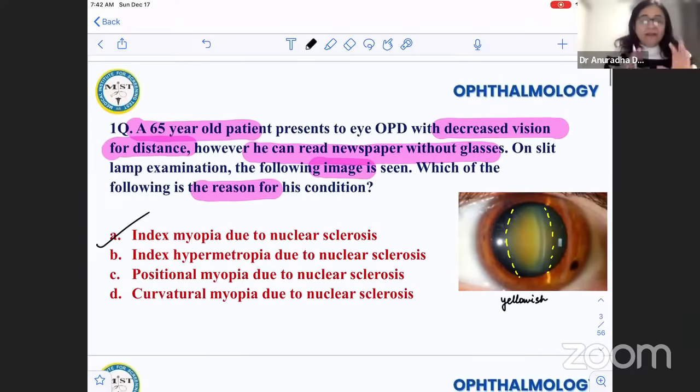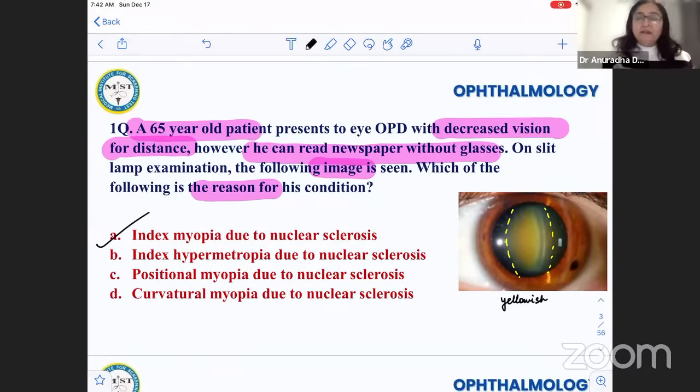Okay. Rest of the choices, there is nothing like index hypermetropia. It is not positional myopia. Positional myopia is when there is change in the position of the lens, for example, lens subluxation. So you don't see that here. Curvatural myopia is when there is increased curvature of the lens. So here again, there is no change in the curvature of the lens. So the answer is clear cut.